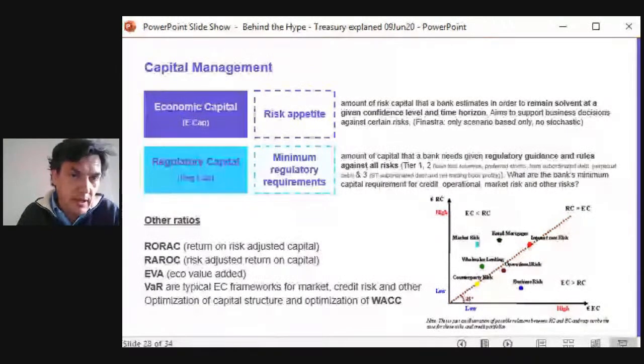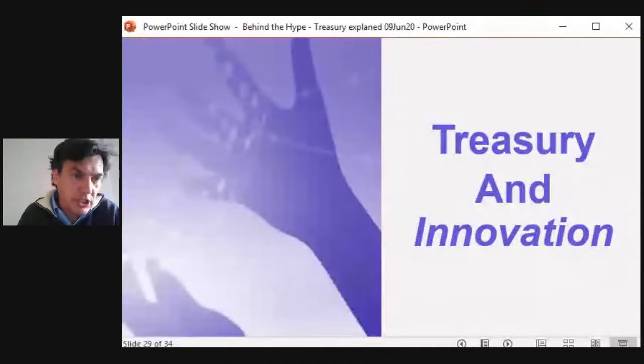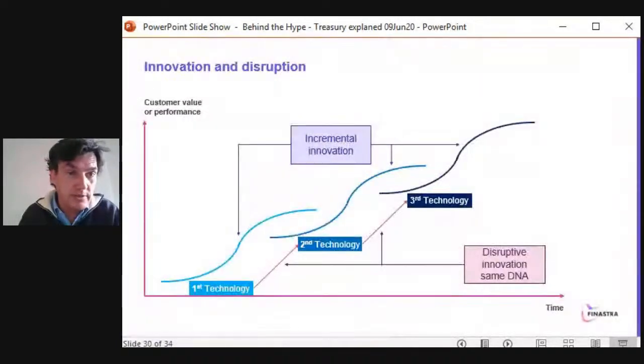So those are the 6 functions of the Treasury. So I would like to finish this with a bit of innovation, because I think the Treasury is evolving right now, even if we don't see it. So let's talk about innovation. How does it work, innovation?